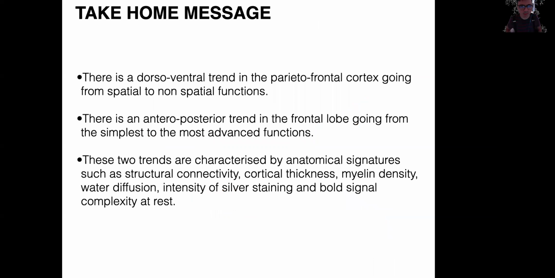So in sum, the take-home message here will be that there is a dorsal-ventral trend in the parietal-frontal cortex going from spatial to non-spatial function. And you can, so far as we know, divide your frontal lobe in a ventral part, which will be non-spatial, and a dorsal part, which will be spatial. And there is also an anterior-posterior trend of the frontal lobe going from the simplest to the most advanced function, which you would have known before if you're interested in the frontal lobe.